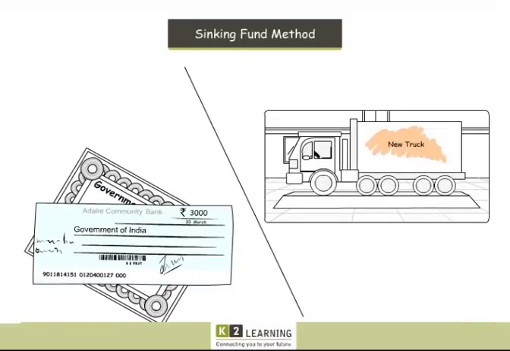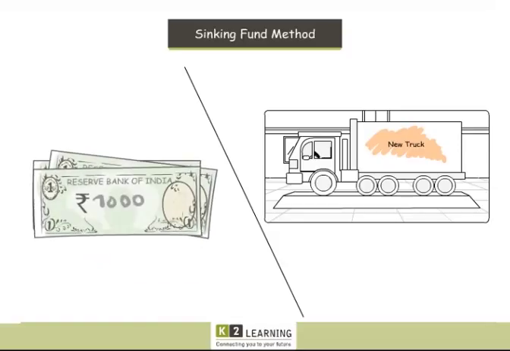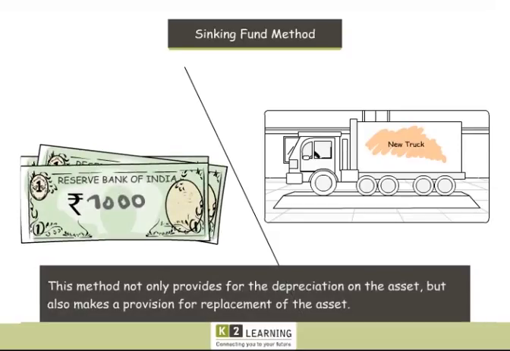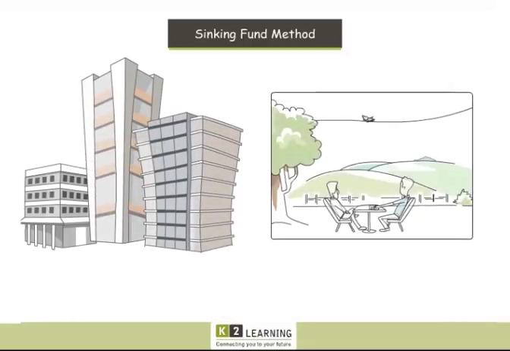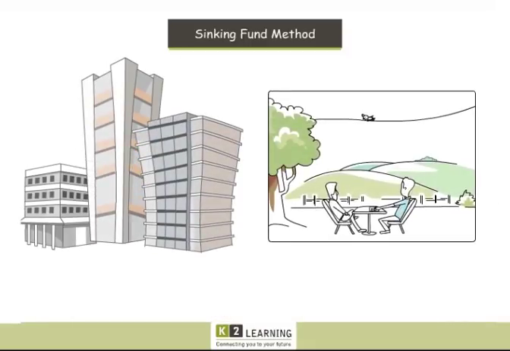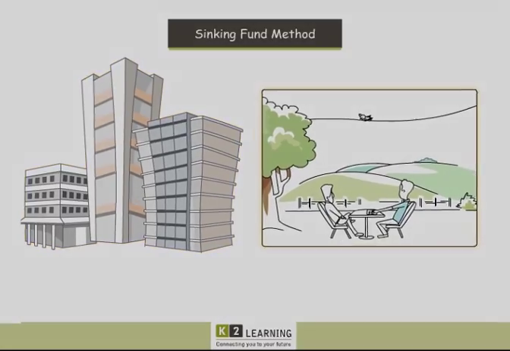At the time of replacement of the asset, the investments are realized and the proceeds are used to replace the asset. Hence, this method not only provides for the depreciation on the asset but also makes a provision for replacement of the asset. This method is most suitable for assets like buildings and leasehold lands.